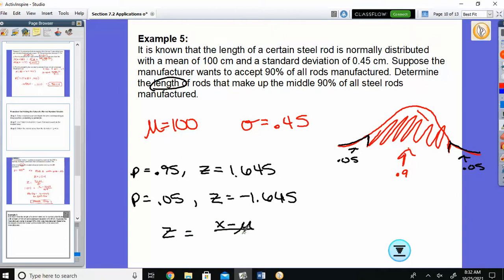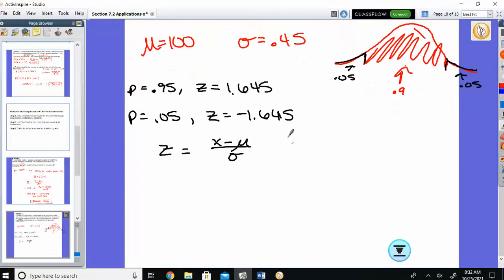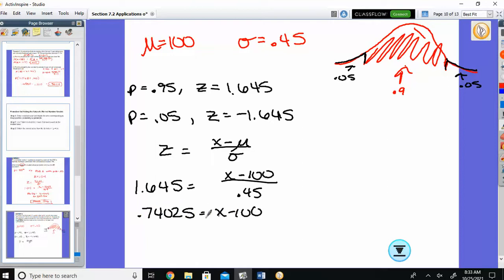So I know z is x minus the mean over the standard deviation. So when my z is 1.645, the mean was 100, and my standard deviation was 0.45. So if I want to solve that, multiply over the 0.45, add over your 100, and you get 100.74025.